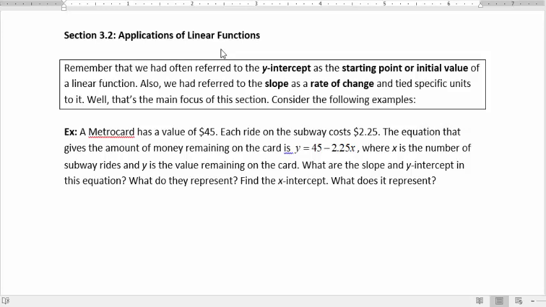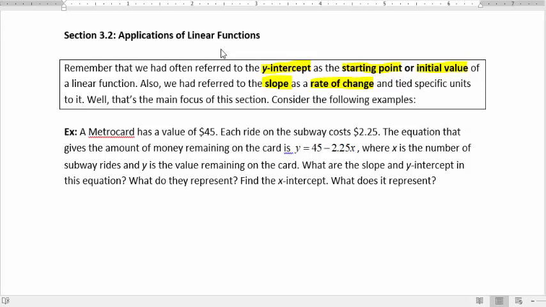All right. So there are basically going to be two kinds of problems that you can get with these linear function application problems. One where you're given the equation and then you have to answer questions about it, and the other where you're given just some information and then you have to create an equation from that information. If you remember, in an application problem the y-intercept is normally going to be your starting point, or the initial value of the function. We had also referred to slope as a rate of change and tied specific units to it. That's going to be the main focus of this section.